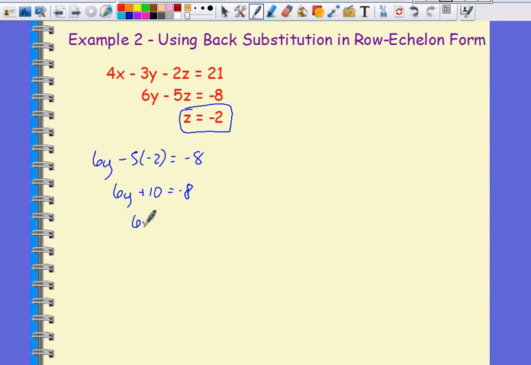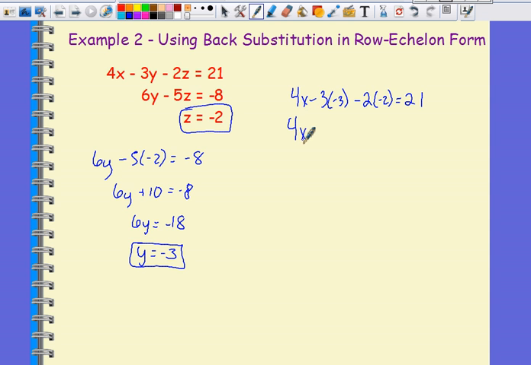Everybody get that? Okay. And then finally, if z is negative 2 and y is negative 3, then this looks like 4x minus 3 times negative 3 minus 2 times negative 2 equals 21. So that would give me 4x plus 9 plus 4 equals 21. So that would give me 4x plus 13 equals 21. Subtract the 13, so that would give me 4x equals 8. Therefore, x is equal to 2. So in the end, my answer is what?